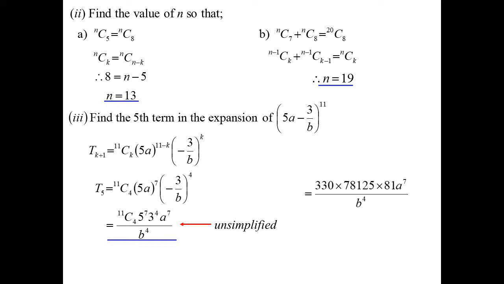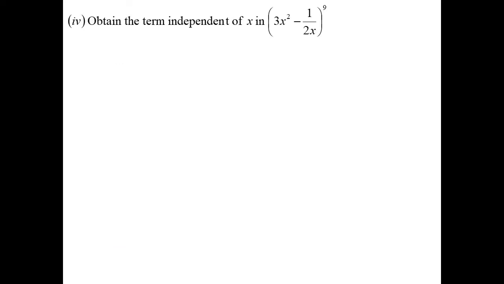Okay, 11c4, 330. We just worked that one out before, didn't we? And then 5 to the power of 7, 3 to the power of 4, putting it all together. Yeah, it is quite a large number, isn't it? What is that number? 2,088,281,250.